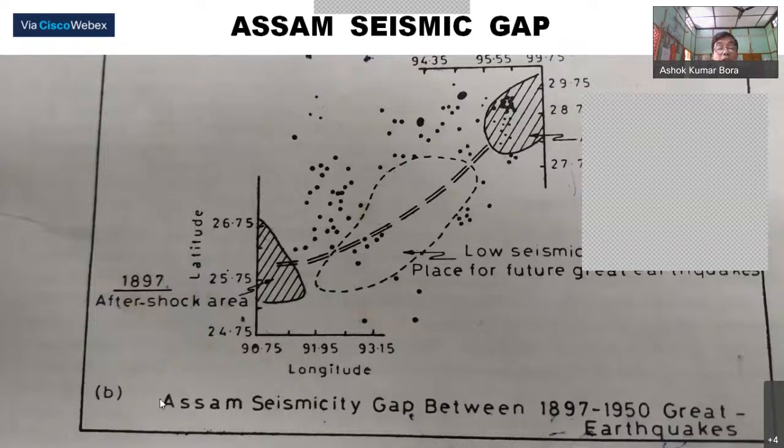Now, so far the 1950 earthquake is there, this one, and the 1897 earthquake is there. So right from this Mikir Hills and this Shillong Plateau and Mishmi thrust area, this region. Between these two regions, there is one gap, that is a seismic gap, called the Assam seismic gap. And this is a place, as experts opine and predict, for future great earthquake occurrence. And this happens due to less seismic intensity so far observed in this period. So this Assam seismic gap is very much important, which indicates a place for future probability of high intensity earthquake.